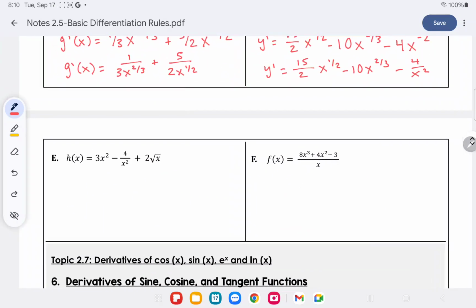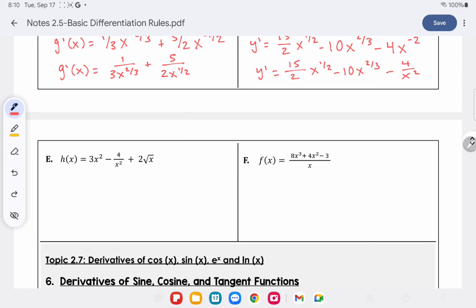Oh, a couple more of those. Let's look at this one. So I'm going to rewrite this before I get going. We have 3x squared can stay 3x squared, but then we have minus 4x to the negative 2nd power and 2x to the 1/2 power. So when I take the derivative of each of those three terms, the first one is 6x, the second one is 8x to the negative 3rd, and the last one would be 1x to the negative 1/2.